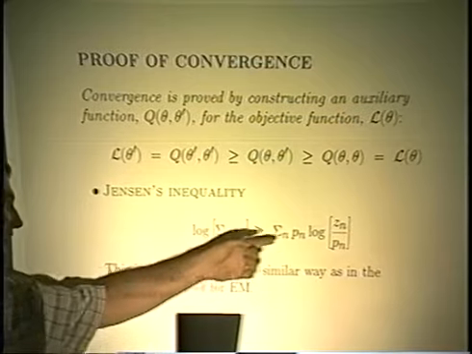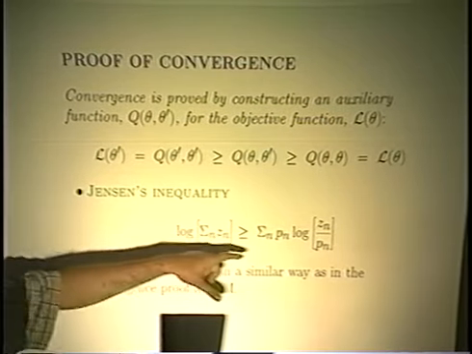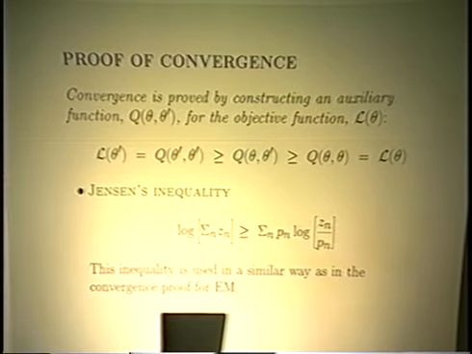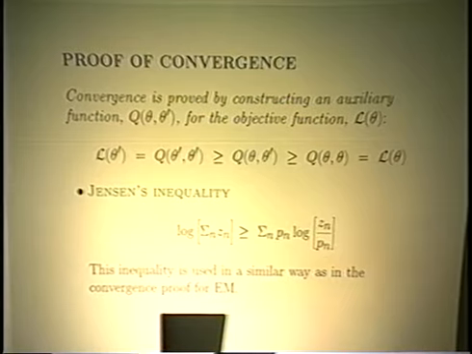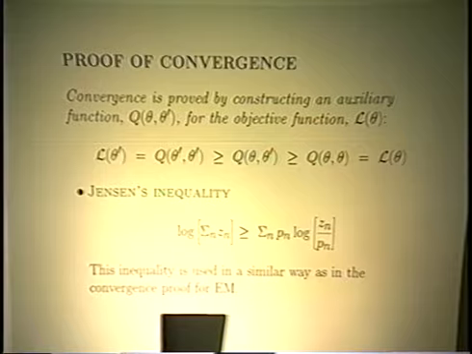Okay, and just as in EM, this inequality is basically used on the first term of the objective function. So these P that you're introducing are the posterior probabilities that would enter into the E step of the EM algorithm. Okay. There are two other inequalities.